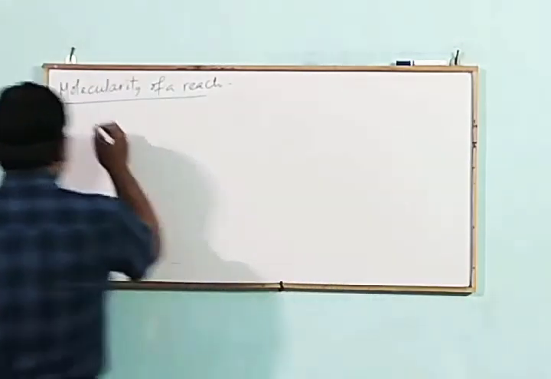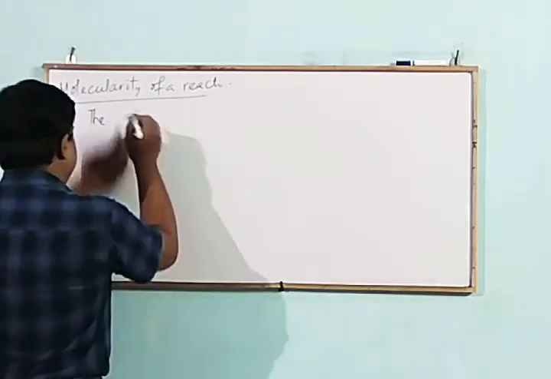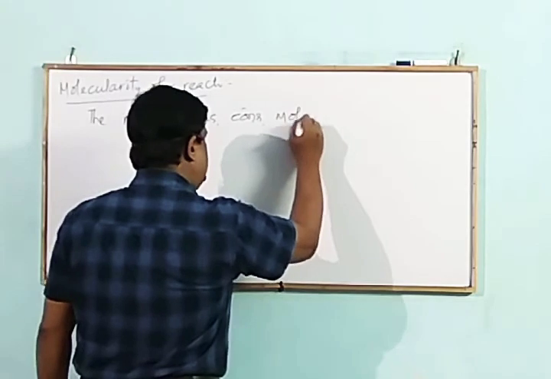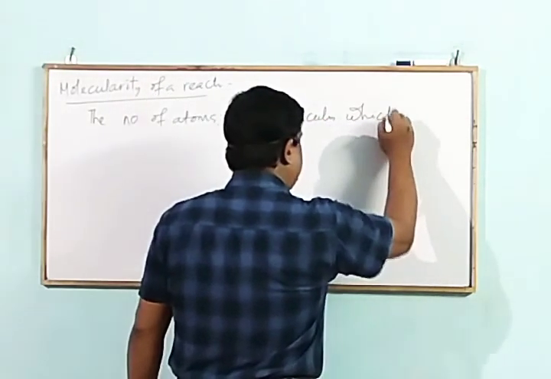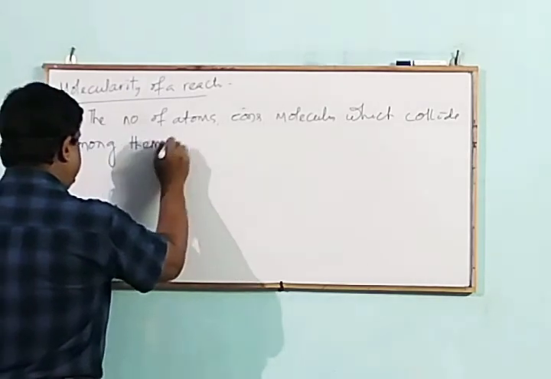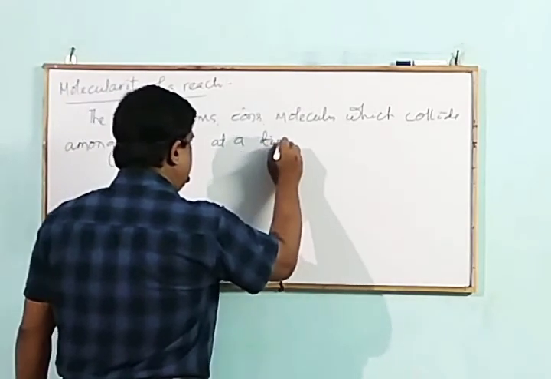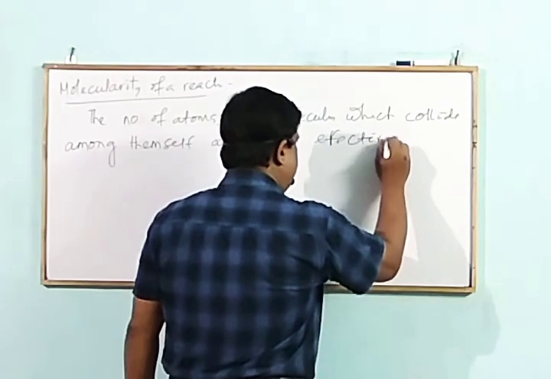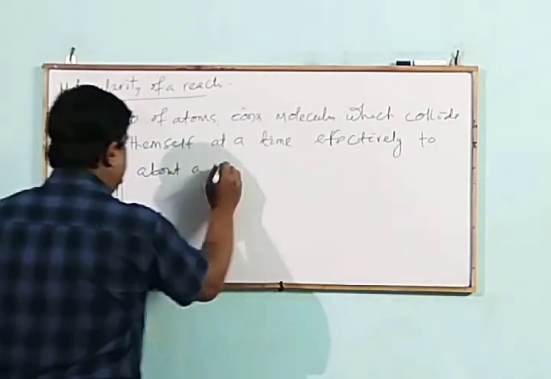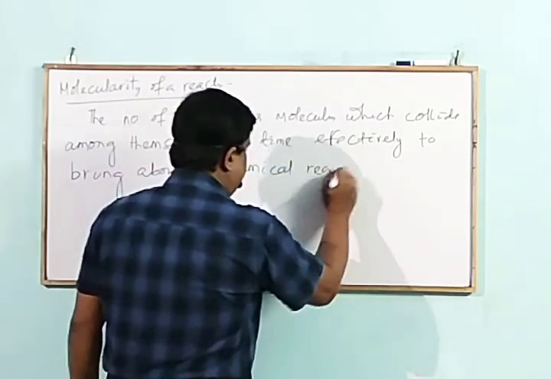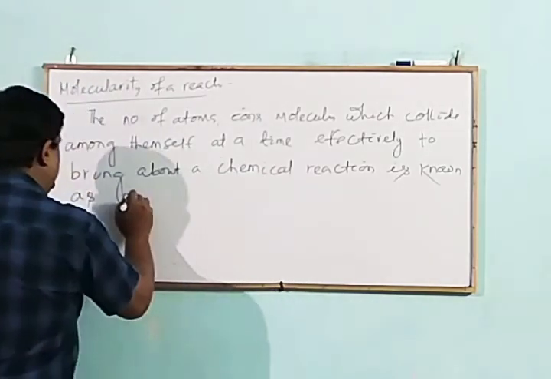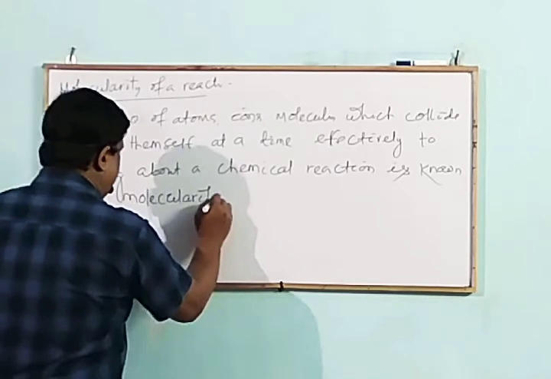I repeat again, it is defined as the number of atoms, ions, molecules which collide among themselves at a time effectively to bring about a chemical reaction is known as molecularity of a reaction.